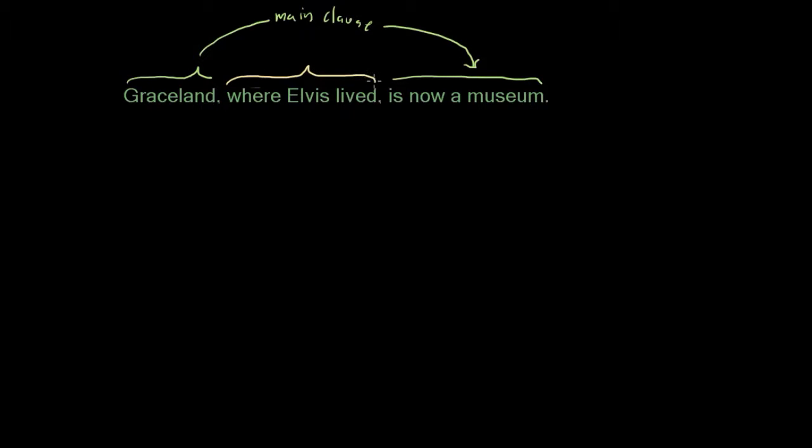So we'll start with the sentence, Graceland, where Elvis lived, is now a museum. First, let's look at our main clause, which is Graceland is now a museum. Our relative clause is where Elvis lived, and it's introduced by the relative adverb where. Remember, adverbs tell when, where, why, in what manner, to what extent.